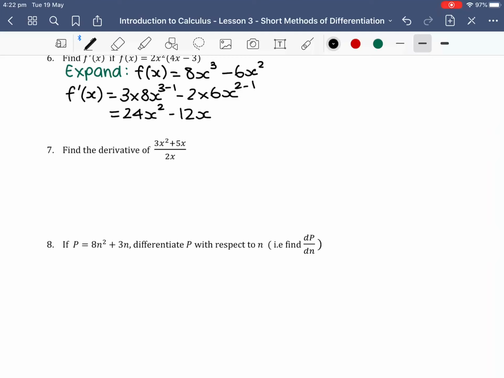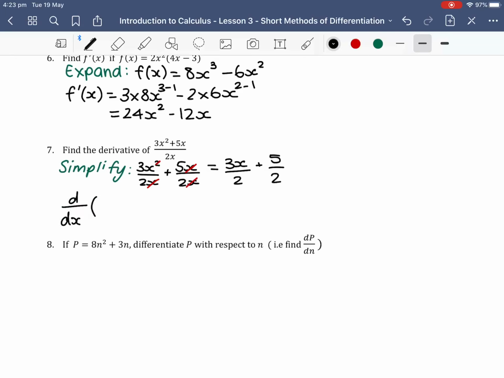For example 7, we have find the derivative of 3x squared plus 5x all over 2x. So what we need to do for this one is we need to simplify first. So we want to simplify. So it will be 3x squared on 2x plus 5x on 2x, which then equals, we can cancel out some x's here. So it will be 3x on 2 plus 5 on 2. So we're going to find the derivative of that.